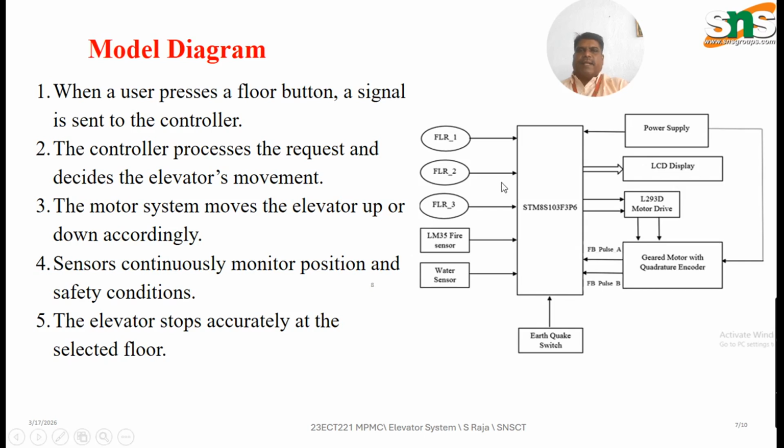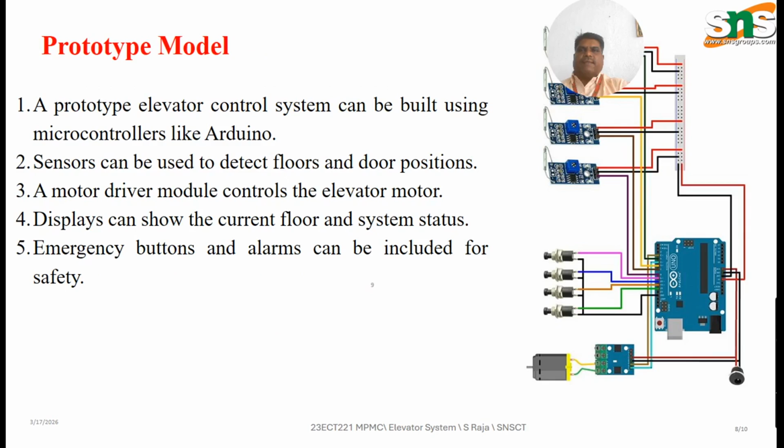Next, this is the model diagram. If you are a computer science student, then this model diagram is very very important. When a user presses a floor button, the signal is sent to the controller. The controller processes the request and decides the elevator's movements. The motor system moves the elevator up and down accordingly. Sensors continuously monitor position and safety condition. The elevator stops accurately at the selected floor.